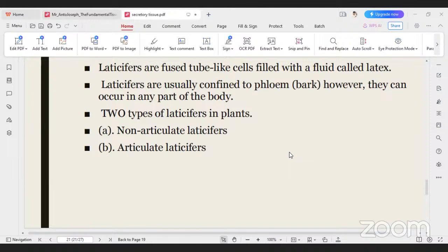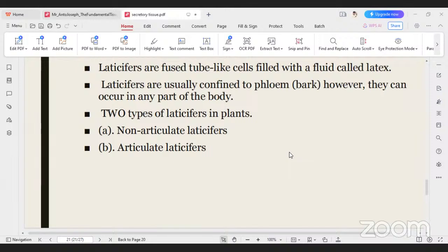Can you tell examples of latex plants? Jackfruit, sir. And rubber. But in our daily life, I am asking. When you cut the plant, milk-like substances exude. The milk-like substance is called latex. Right, sapota, Calotropis, and Ficus. They all have latex.